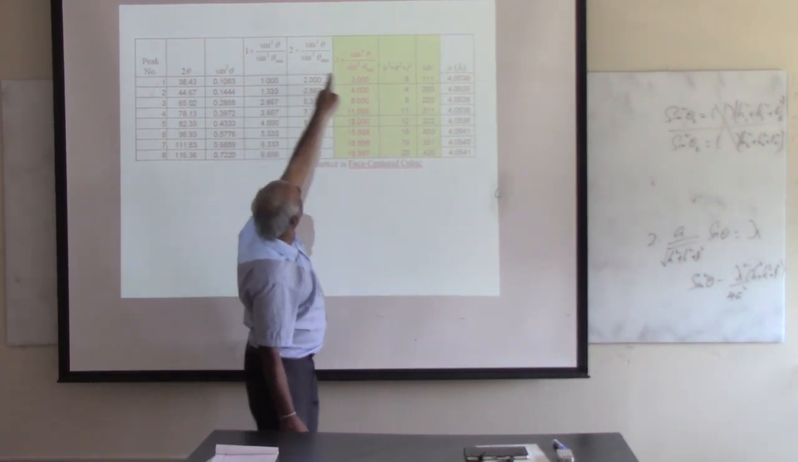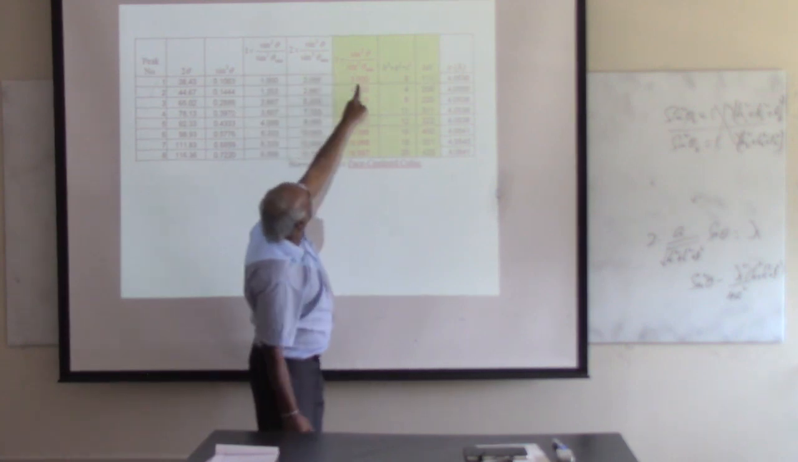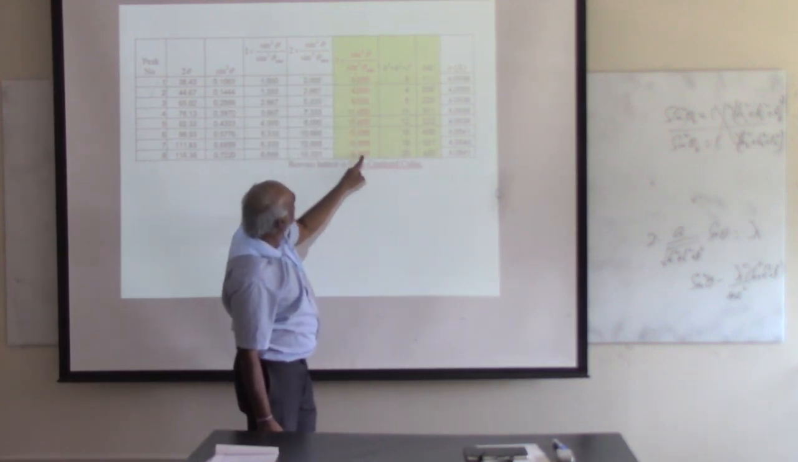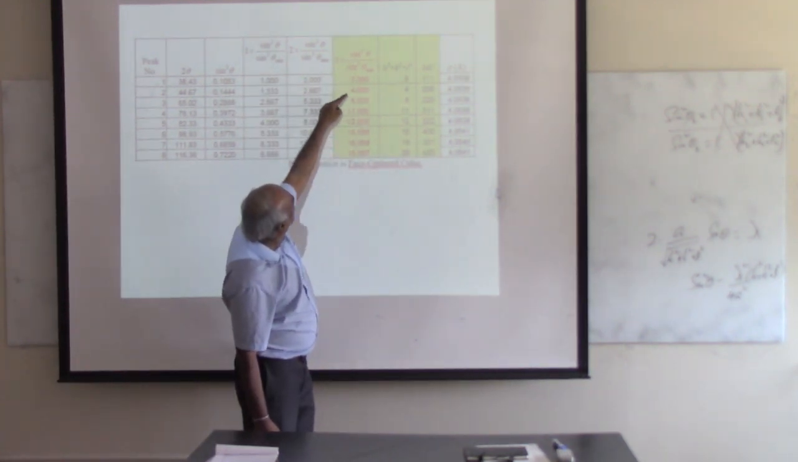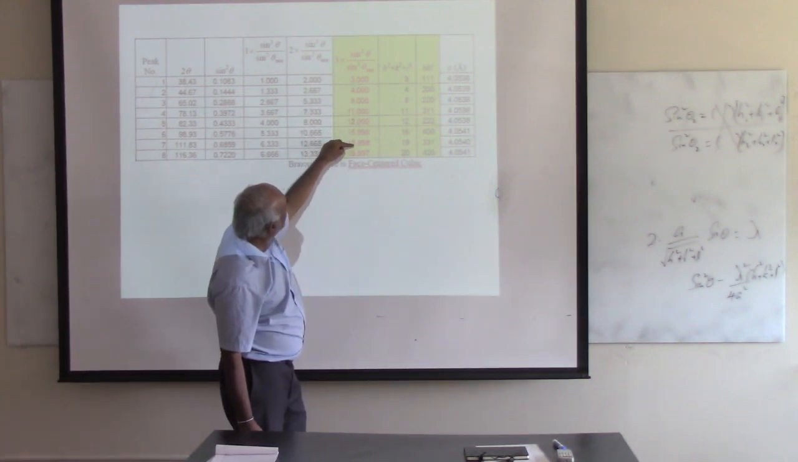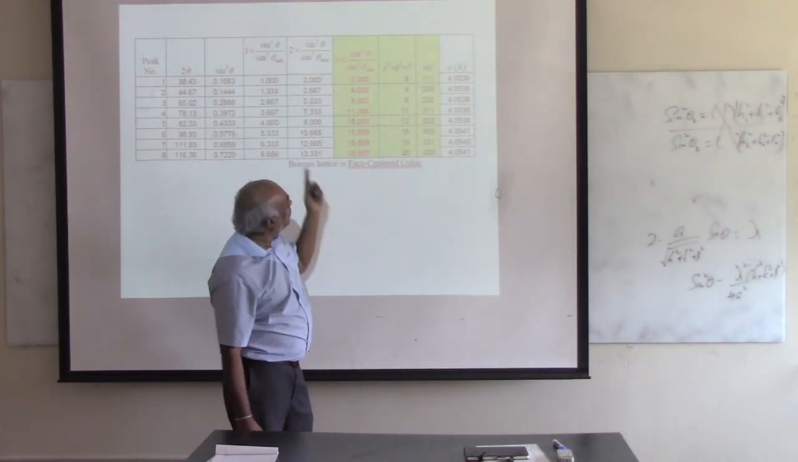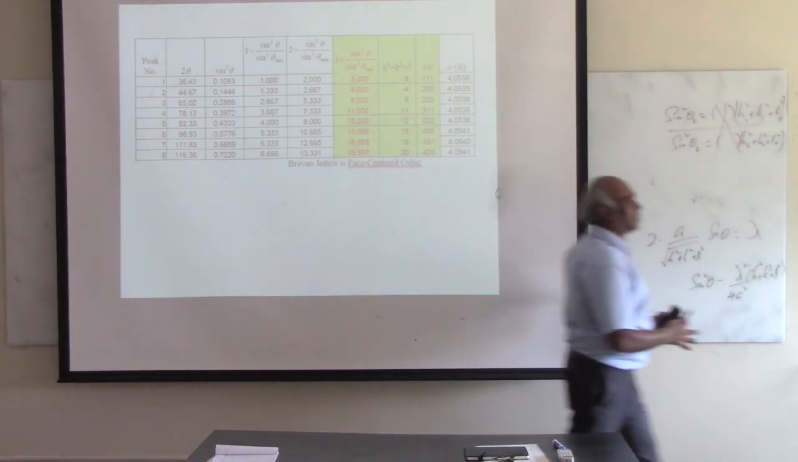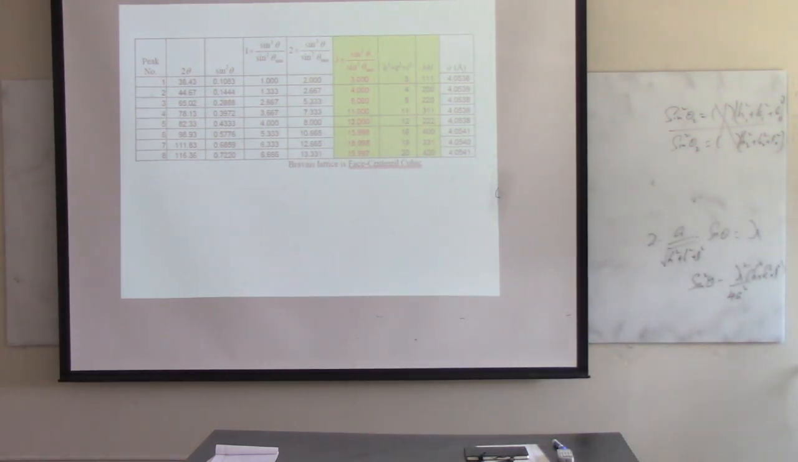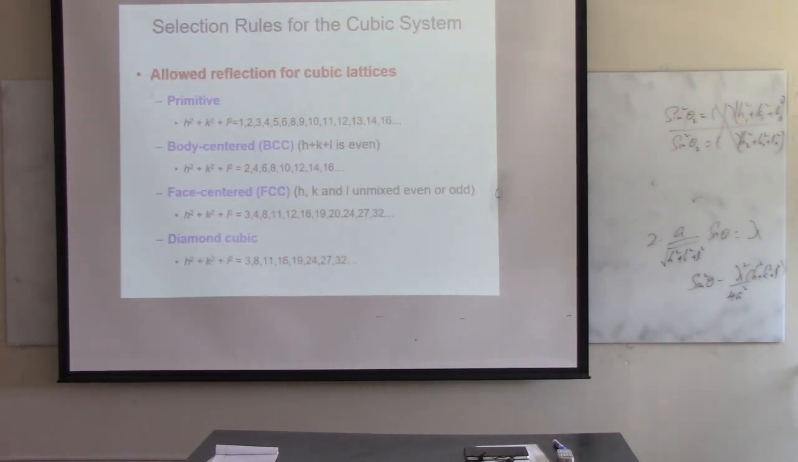Then I'm going to go ahead and multiply by 3. Now see what I'm getting. Can you see? 3, 4, 8, 11, 12, like this. So this is what everybody should have. If you have this table, everybody, I have this one.